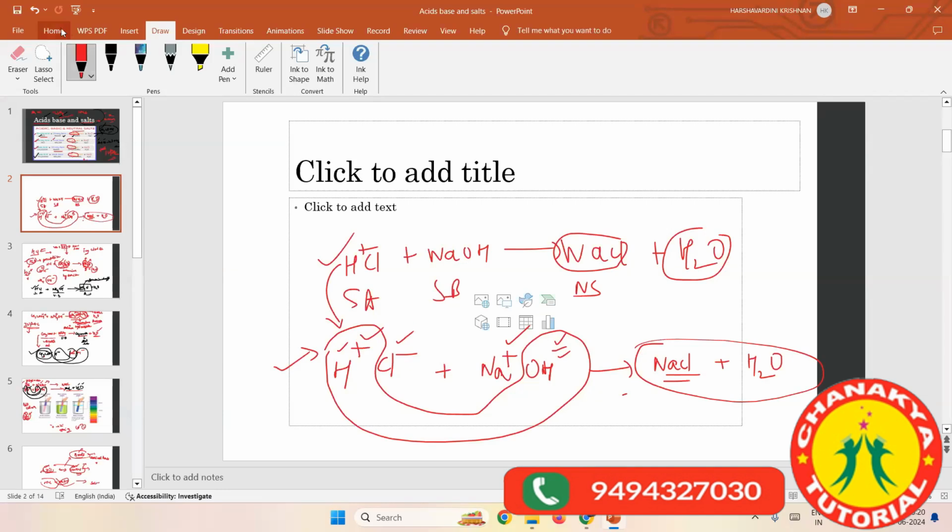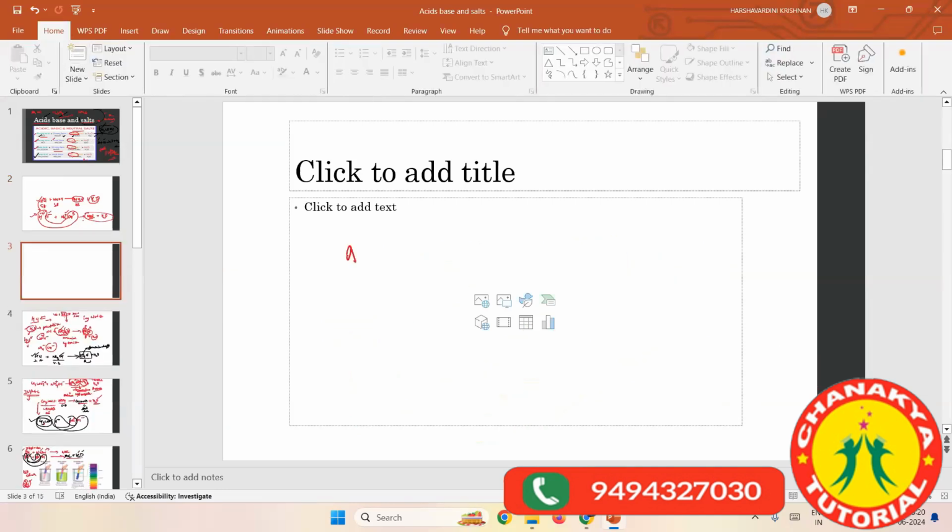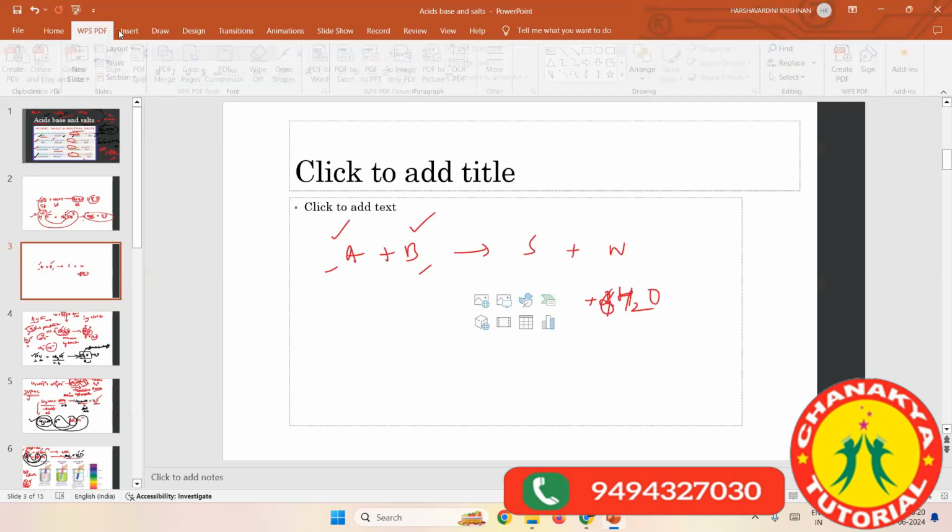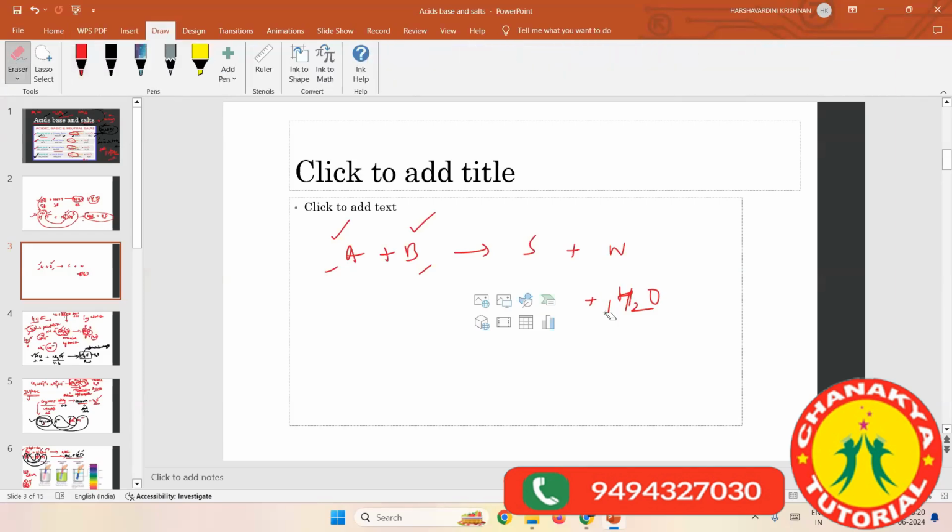One more short trick is there. As I told you, when an acid is reacting with the base, it always gives you salt plus water, right? So whatever is there in this acid and base, you just put H2O first, okay? No doubt in this. Always you will get an H2O, maybe 2H2O, 4H2O, 8H2O. We don't know the number, but you will mostly always get the H2O, okay?